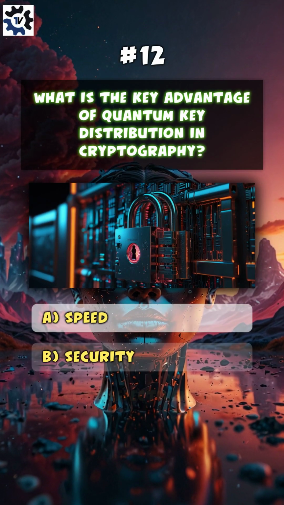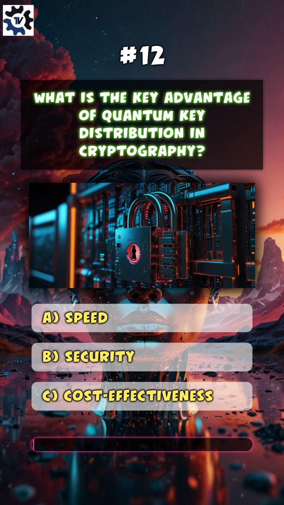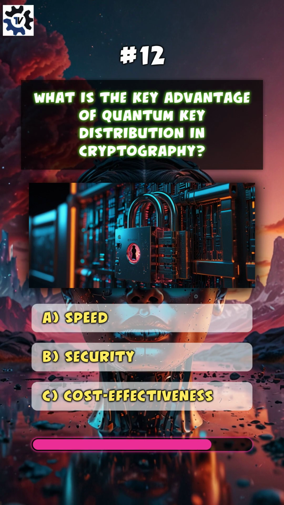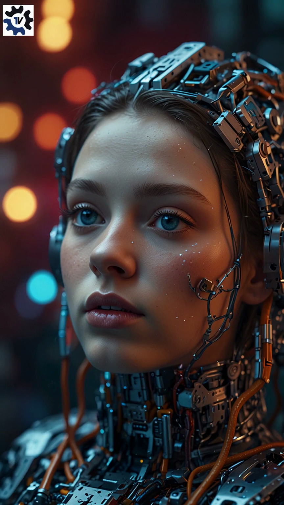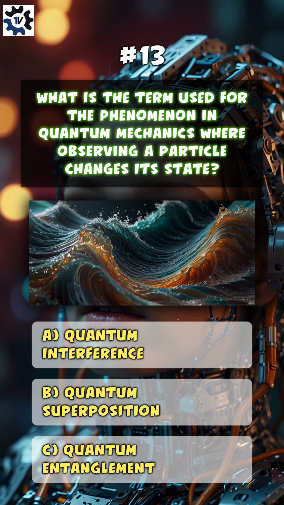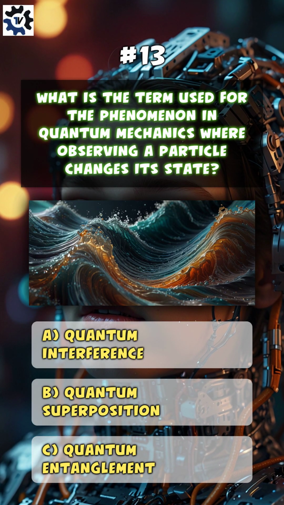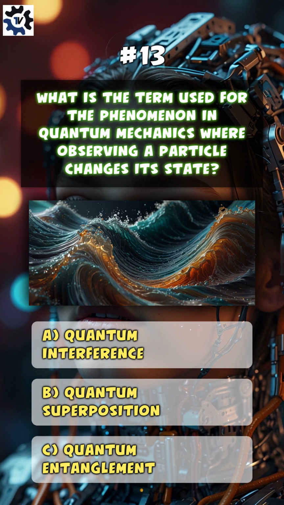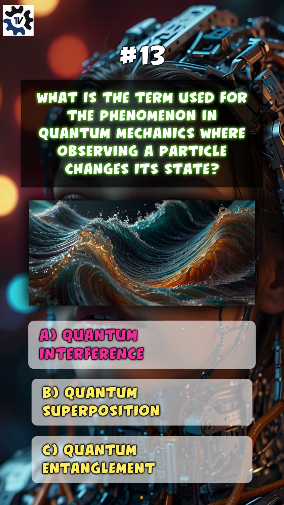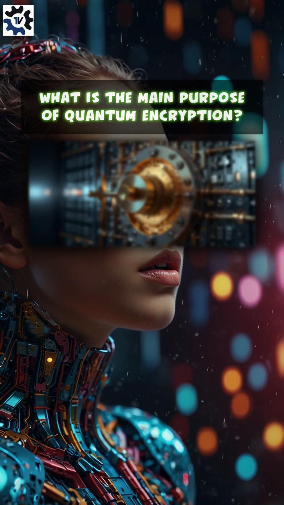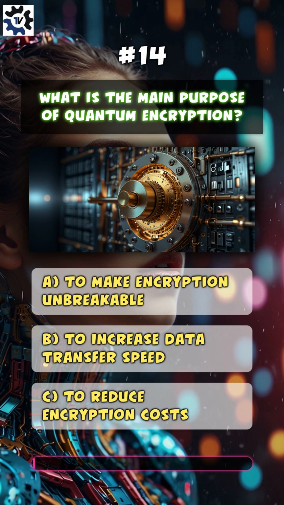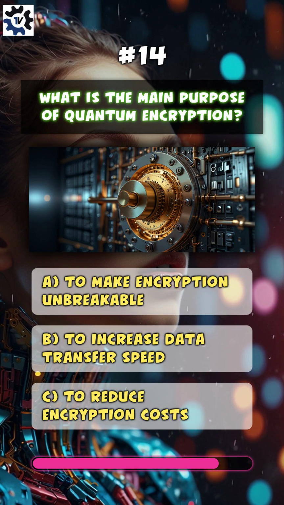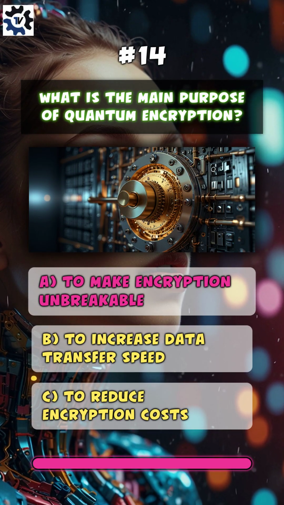What is the key advantage of quantum key distribution in cryptography? B. Security. What is the term used for the phenomenon in quantum mechanics where observing a particle changes its state? A. Quantum interference. What is the main purpose of quantum encryption? A. To make encryption unbreakable.